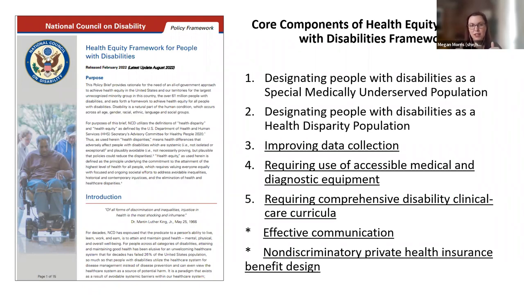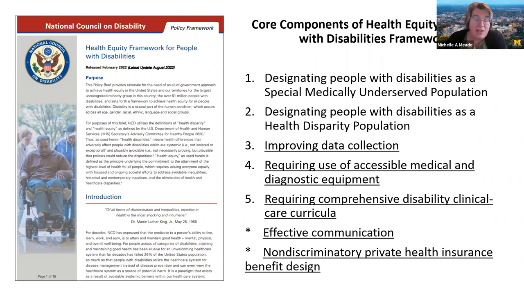We will be covering 3 through 5 in this list, plus we have added effective communication and also non-discriminatory private health insurance benefit design. So that will be what we'll be covering in today's talk. Next slide.